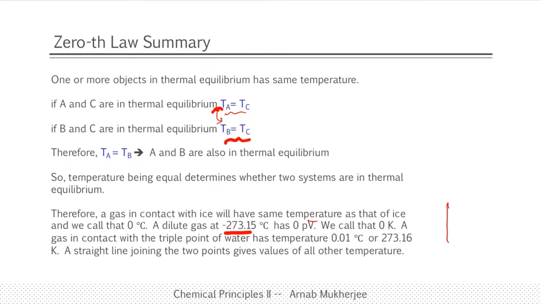Now, once we define these 2 points and plot PV, one point is 0 Kelvin, another point is 273.16 Kelvin. Once we define that, we get the temperature for all the rest of the temperatures in between, because we know that a dilute gas follows a straight line.